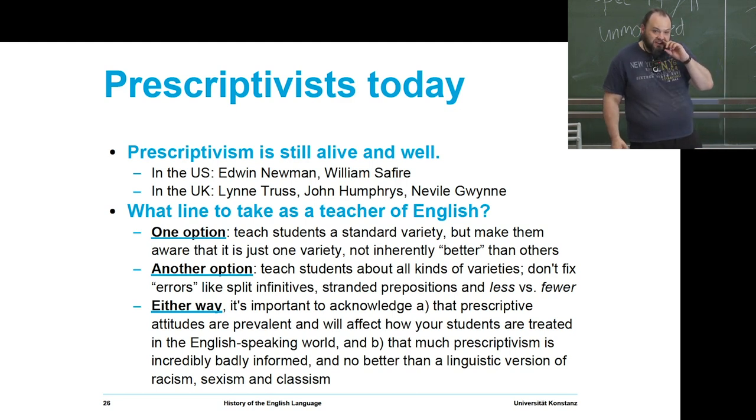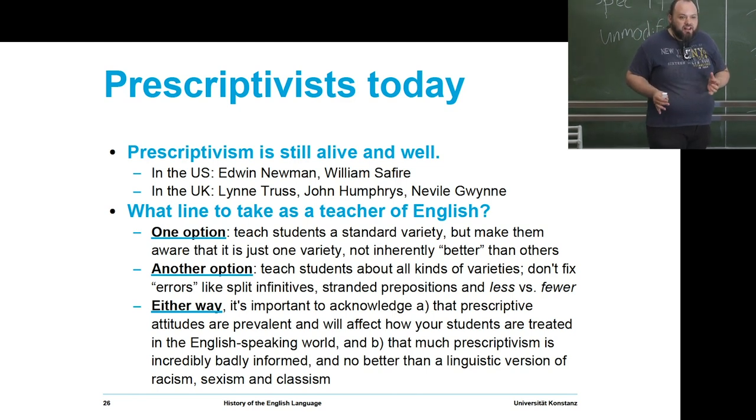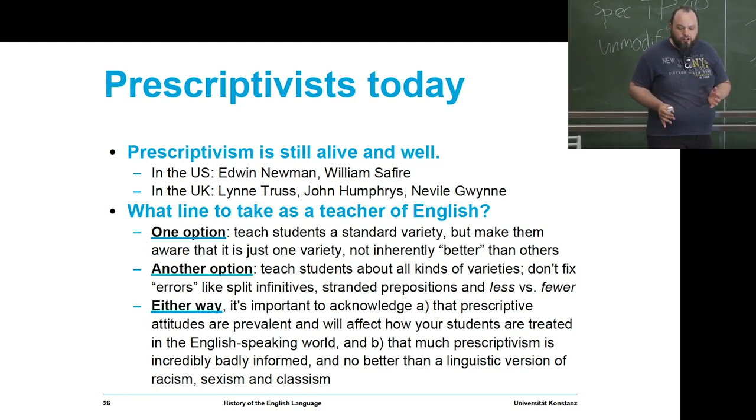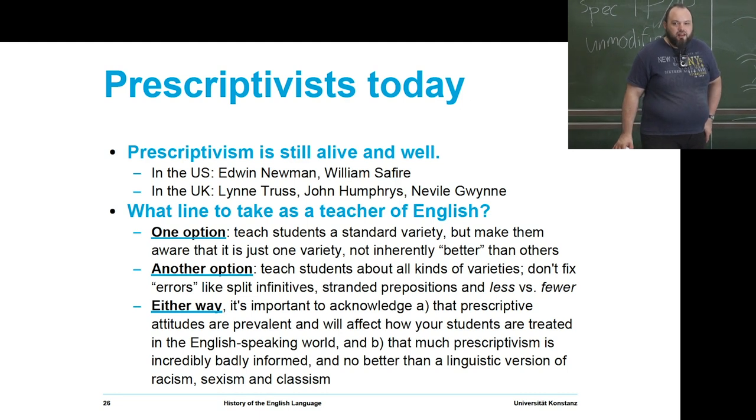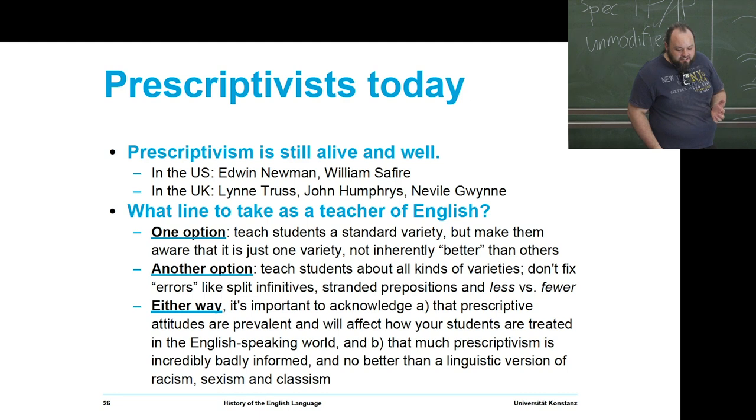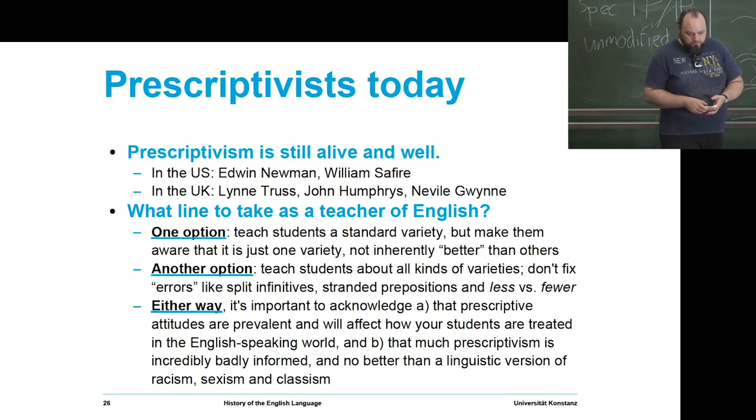Another option, and these are not mutually exclusive, is to actually give your students an awareness of the different varieties that are out there. Teach them about things like preposition stranding. Teach them about things like ain't. Teach them about the linguistic features that they will encounter in their daily lives and that they will need to communicate in English. But teach them that these varieties, some of them are prestigious and some of them aren't. And that's your other option, really.